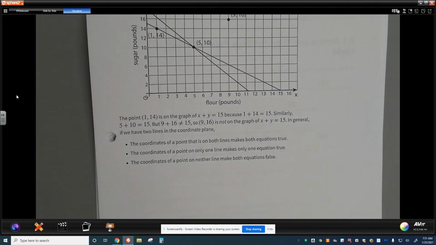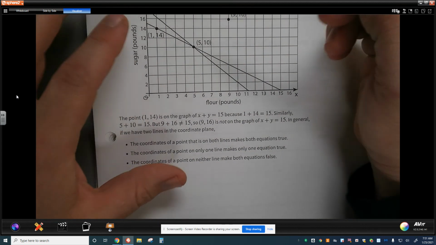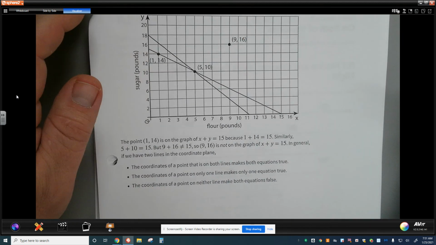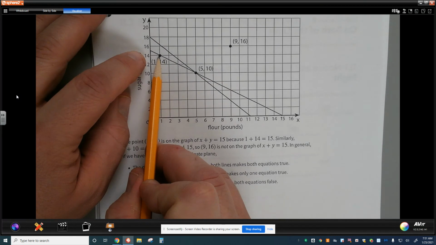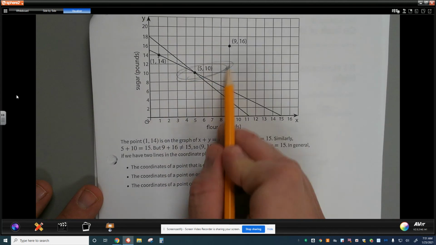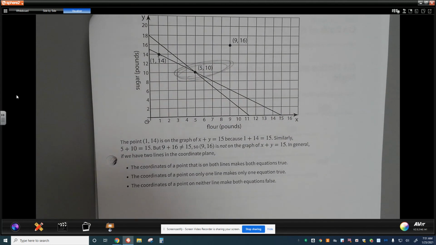The coordinates of a point on only one line make only one equation true. And if the coordinates right out here, like this one, 9, 16, are on neither line, then it doesn't make either of them true. Again, over here, this does make it true for the amount of flour and sugar we have, but not for the amount of money we have. This is the only spot where the amount of flour and sugar equals the $9. So that's what we're putting together today.